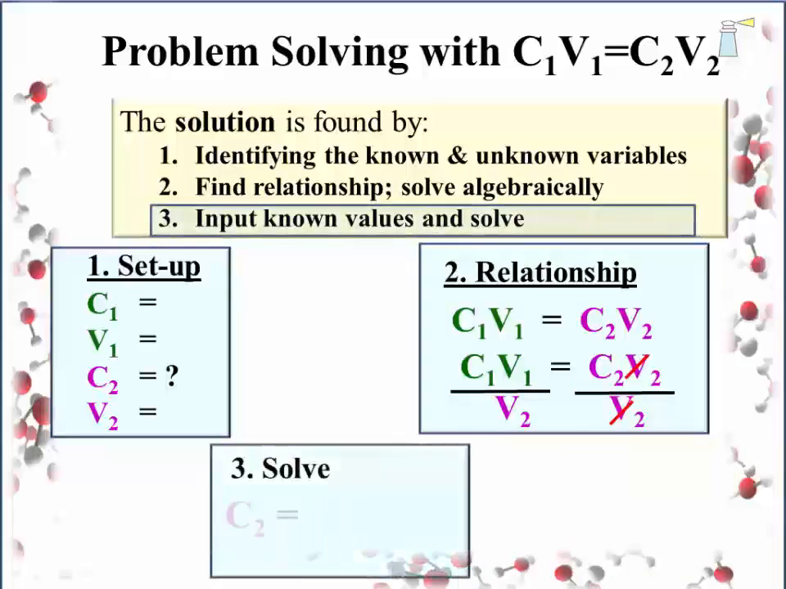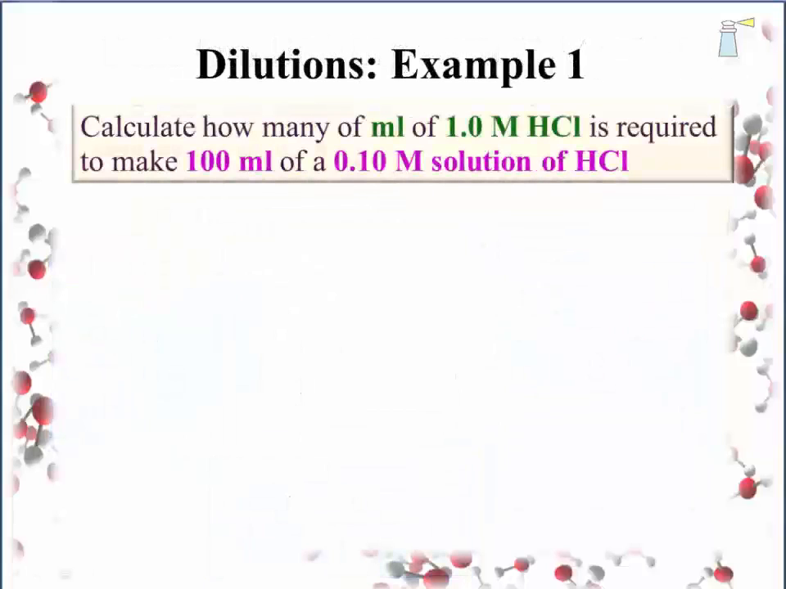The last step is to take the equation, input the numerical values from the setup, and solve the math. It's always a good idea to keep an eye on the units to make sure the final solution has the same units as the unknown variable. Let's put the process to the test.